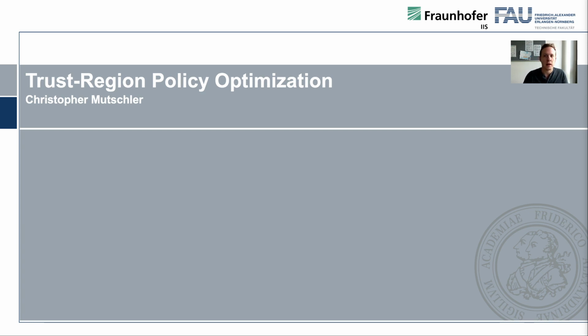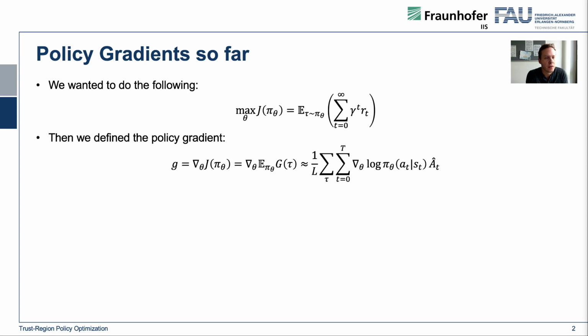But let's get started. In the last couple of videos, we introduced policy gradients. And in policy gradients, we followed the following objective. We want to optimize the policy, in other words, we want to find a set of parameters theta that maximize the expected return that we can expect from a given policy.